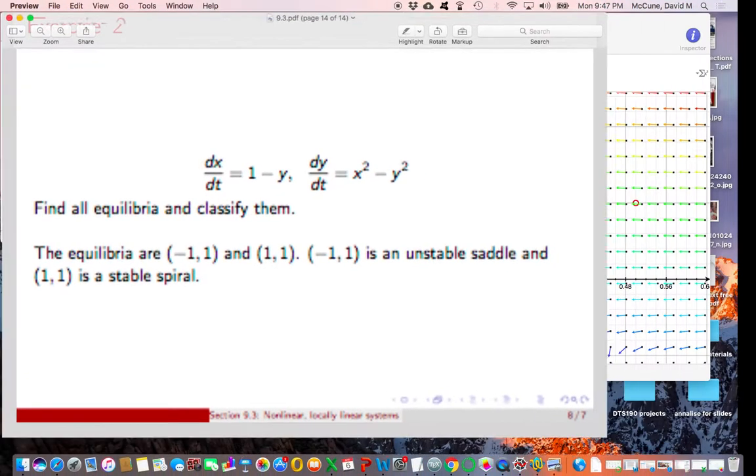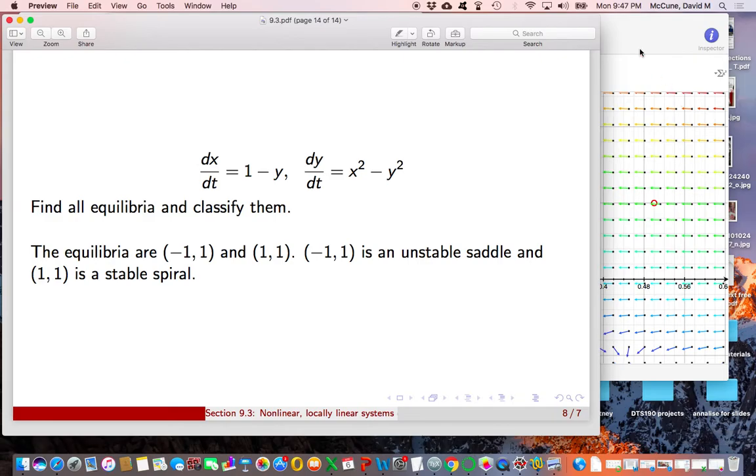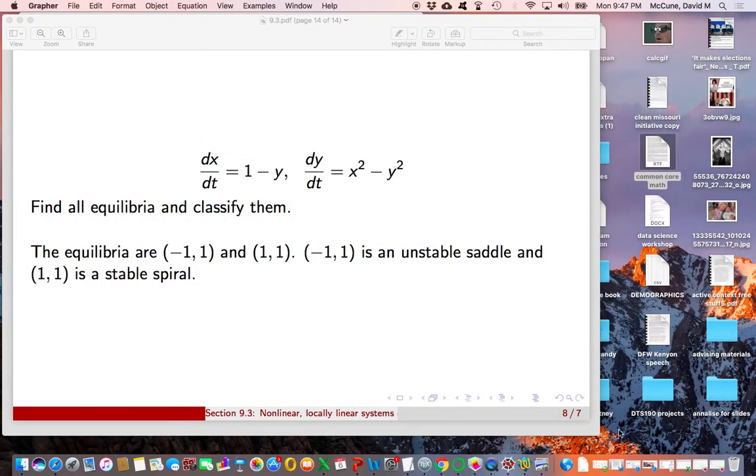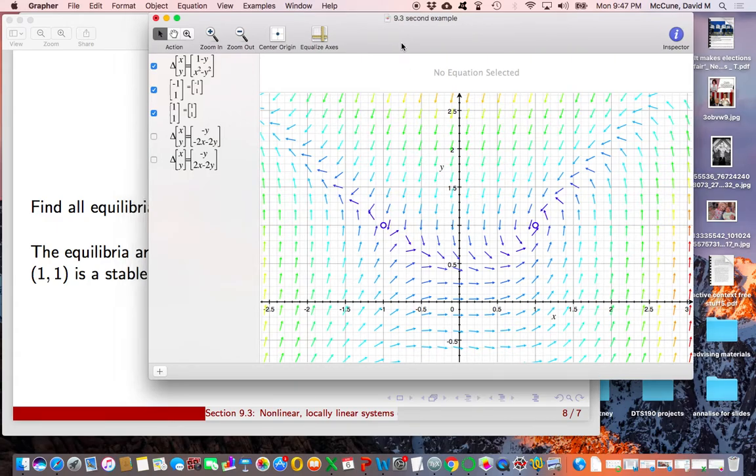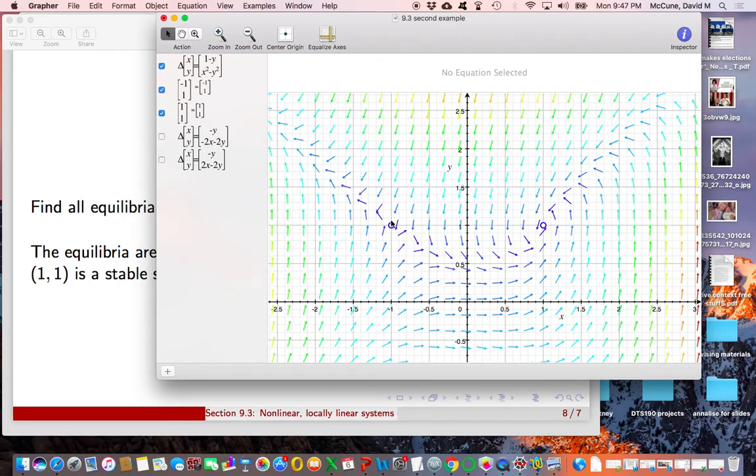So let me just, again, show you the picture here. And you can, of course, look at these in GeoGebra if you want to. Here's a slope field of the global system. So I've got negative 1, 1 there, 1, 1 there. Again, globally, this is certainly not a linear thing. We saw no picture that looked like this in section 9.1. However, you see the spiral there, right? See the saddle sort of thing there, right?